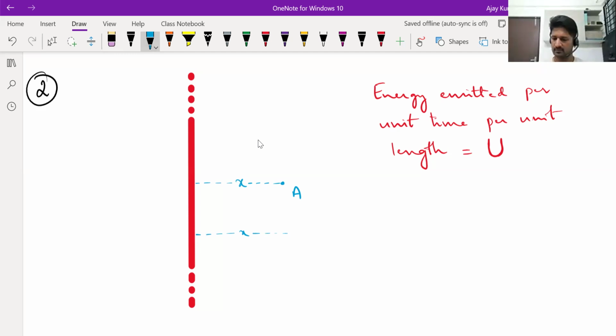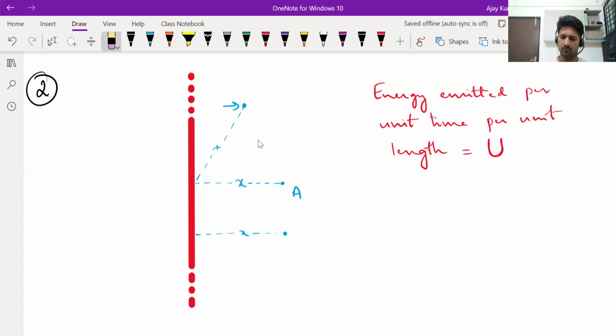Sir, why not diagonally? If you go x distance diagonally, then the point will be nearer to the source. And if the point is nearer, it is likely that the intensity is high. Don't you think so? Oh yeah, because it's infinitely long. This is not a point source. Yeah, it's a linear source.